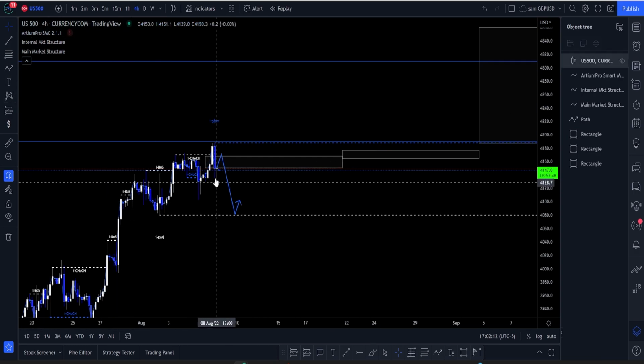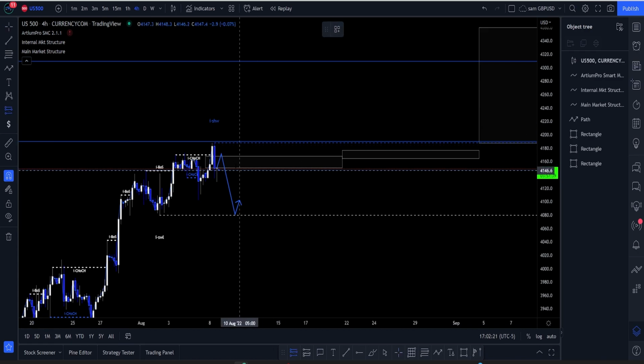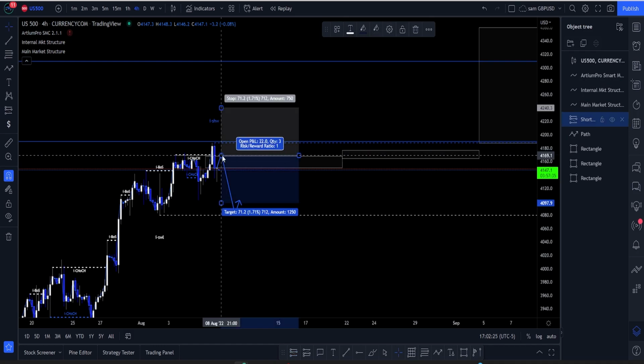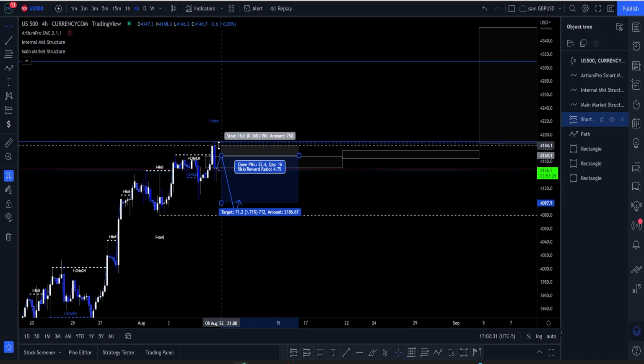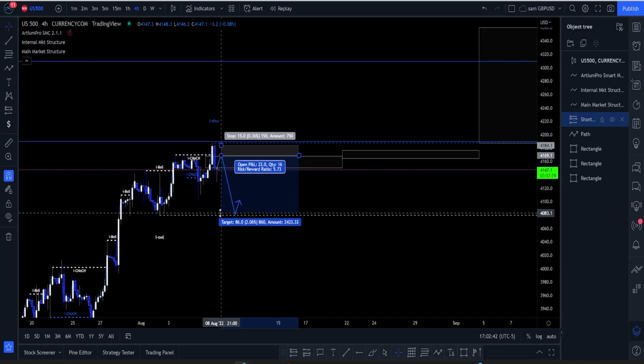So if this were to go back up here and test this change of character, what I would be looking for is if you want to enter this particular spot. I don't think it'll come back up here and test this unless it's moving higher.